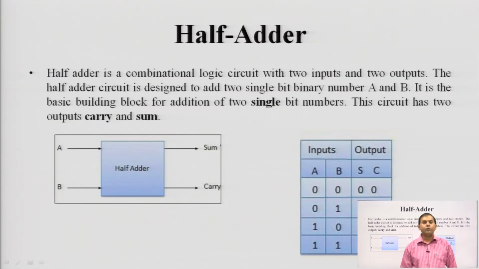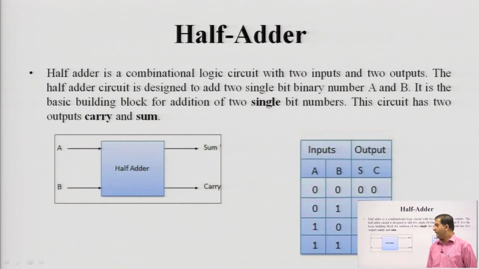Now today we will discuss the half adder. The half adder is a very common example of a combinational circuit. It is a combinational logic circuit with 2 inputs and 2 outputs. The half adder circuit is designed to add 2 single bit numbers A and B. It is the basic building block of addition of 2 single bit numbers. We have already discussed binary addition in previous lectures, so the concept of binary addition we are using here.